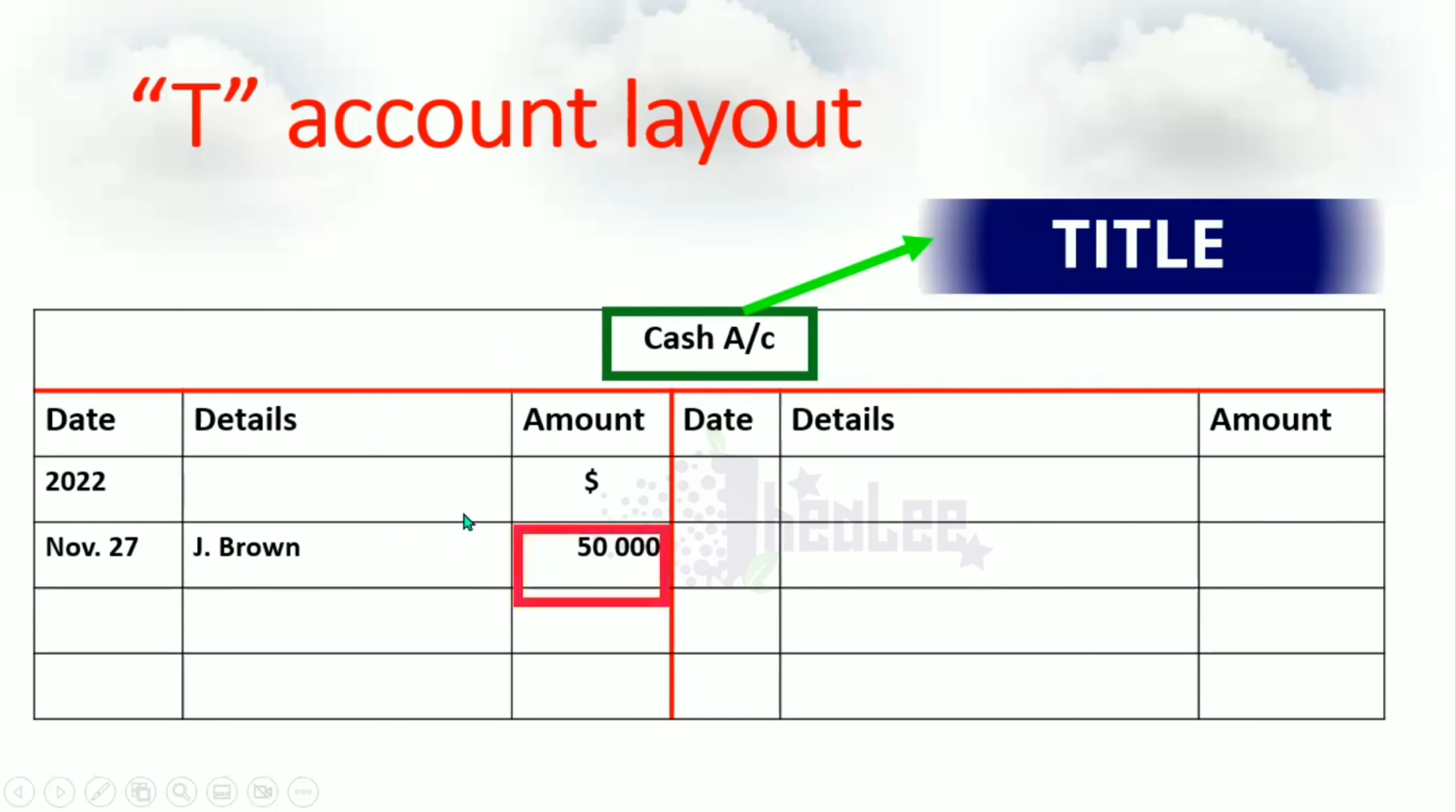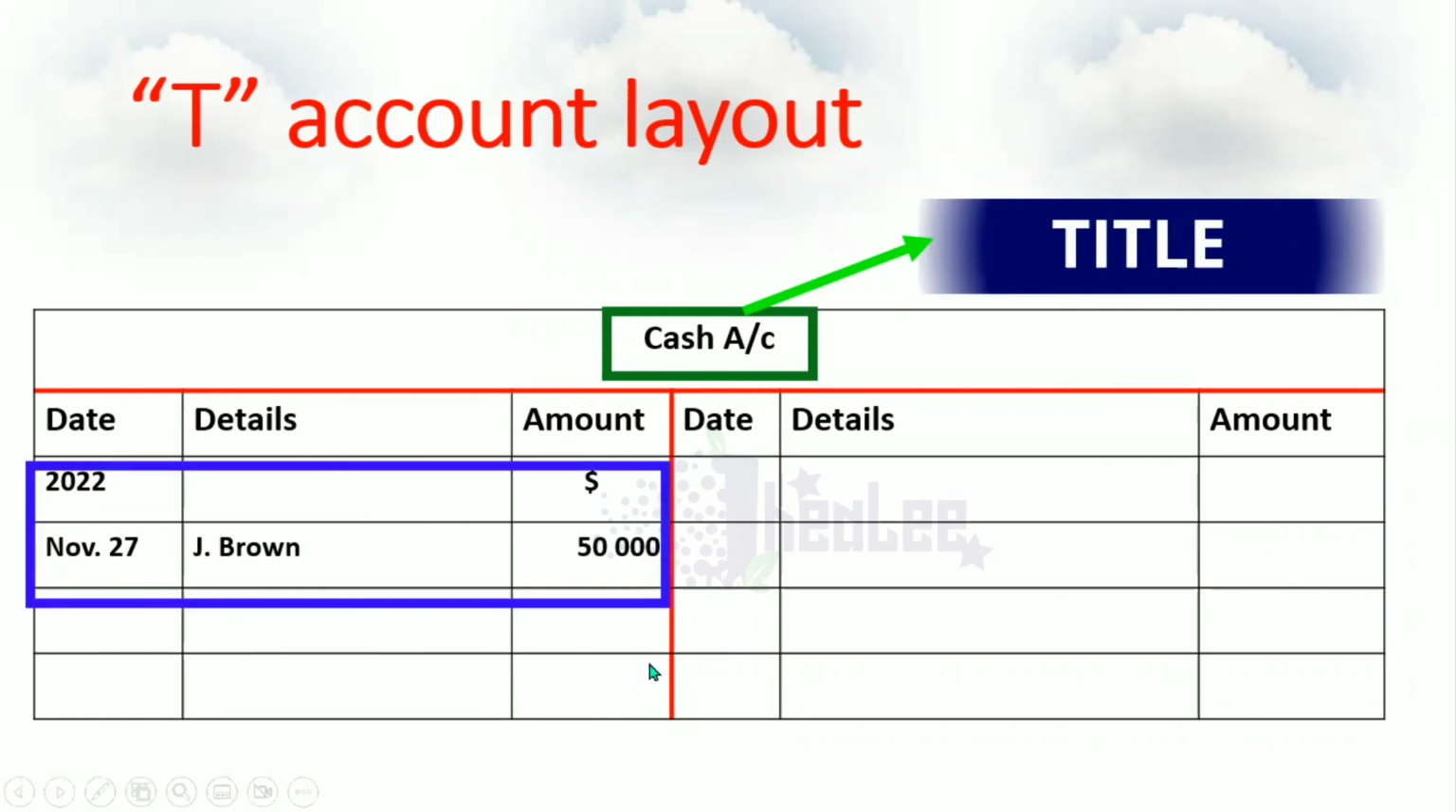Now we could simply read the information coming from this account, where within the cash account, the details is J. Brown. This is simply saying to us that we have received cash of $50,000 from J. Brown. Now, on the left-hand side, where you're seeing the date, the details, and the amount, this represents a debit entry. In our next lesson, we will use a question to demonstrate how to prepare T accounts.